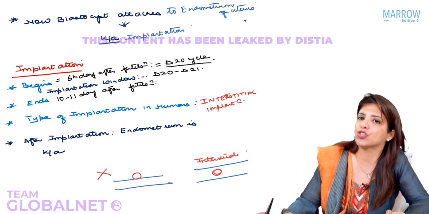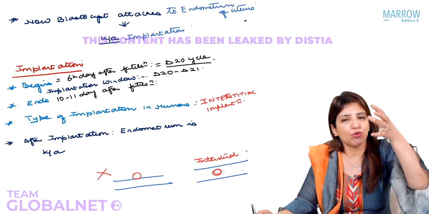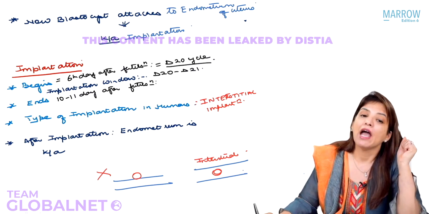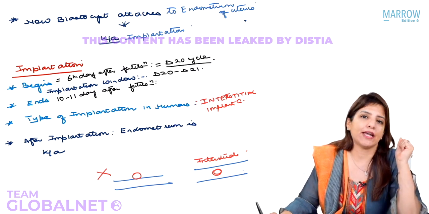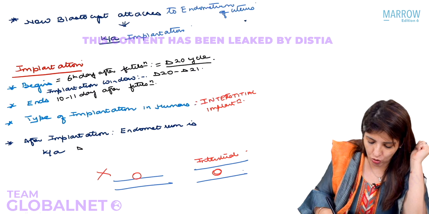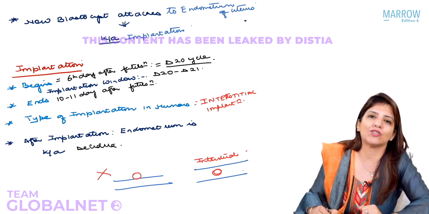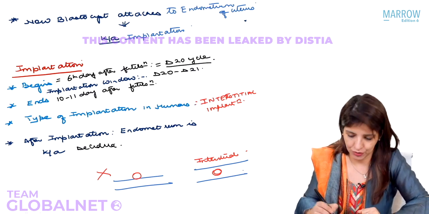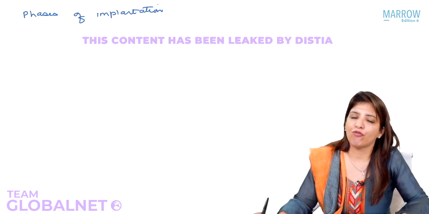It is interstitial implantation. And as you saw in the video, the blastocyst is going to go deep inside the endometrium and then implant. After implantation, the endometrium will not be called endometrium. It will be called the decidua. So if I ask you what a decidua is, you are going to say decidua is a pregnant endometrium. Right? Okay.